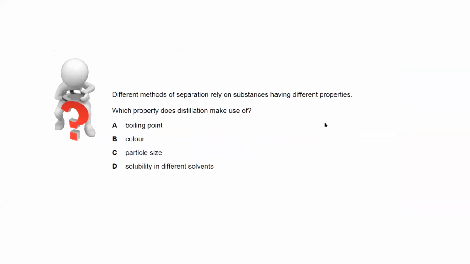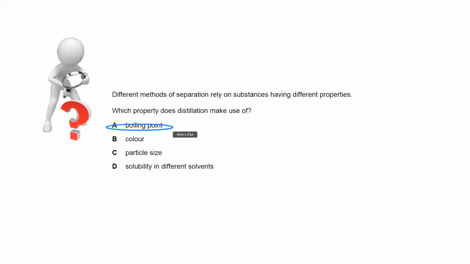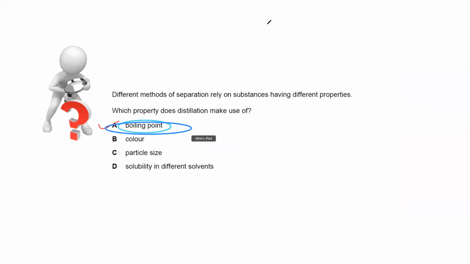Okay, use the screen annotation to answer this. Different methods of separation rely on substances having different properties. Which property does distillation make use of? Simple distillation or fractional distillation? So it uses, that's right, A, because on the basis of the boiling point, the substances are separated from each other.